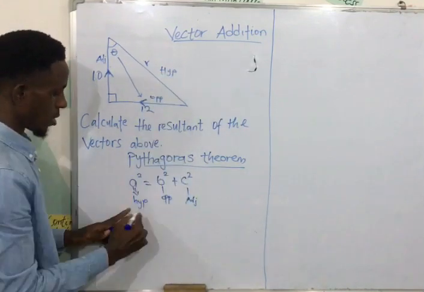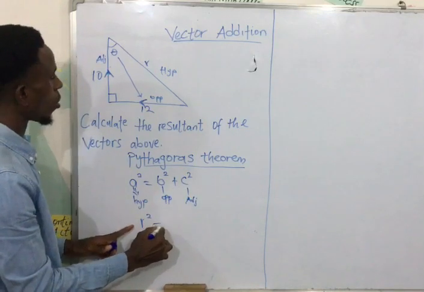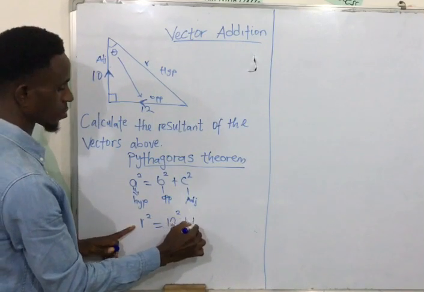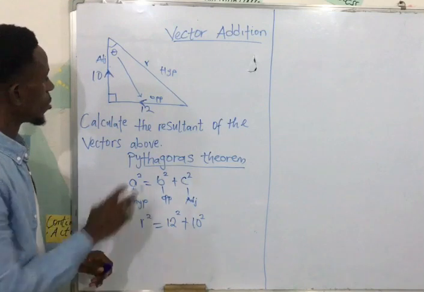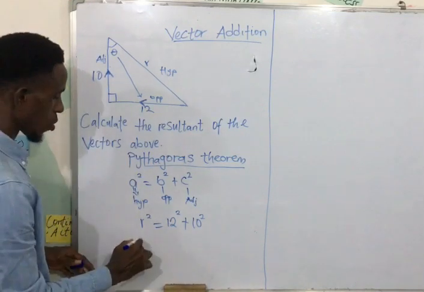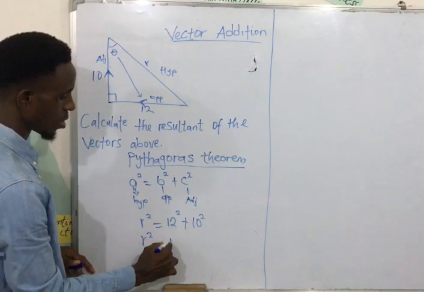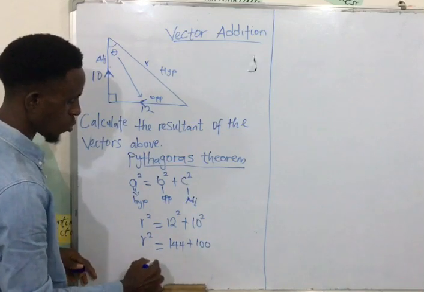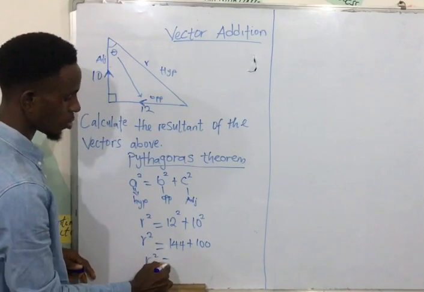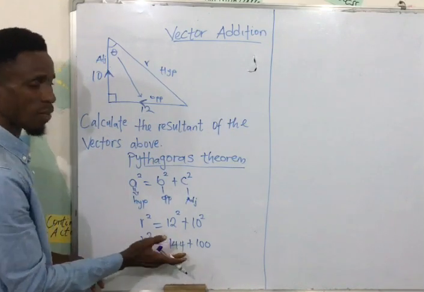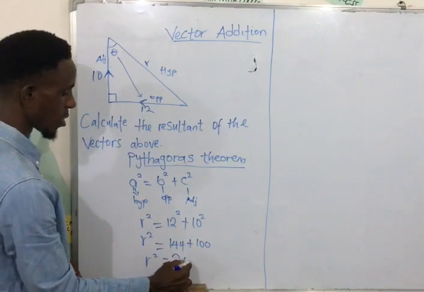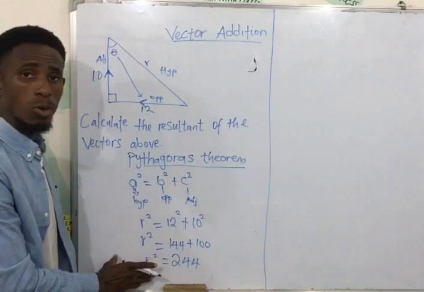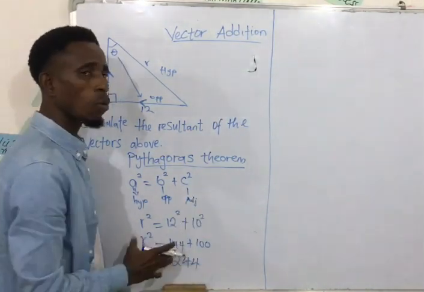This is my hypotenuse. So putting their values here, hypotenuse squared is going to give me my r squared equals opposite squared, 12 squared, plus 10 squared. So my r squared is giving me 144 plus 100. So my r squared is going to give me the summation of these two numbers. If I add these two numbers, I'm going to have 244.